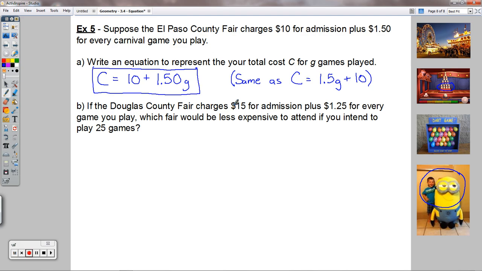If the Douglas County Fair charges $15 for admission, all right, so let's go back to the problem. I'll stop talking about Despicable Me. El Paso was 10. The cost was 10 plus $1.50 times the number of games. And we're going to assume you're playing 25 games. And this would be 10 plus, and multiplying that out would be $37.50.